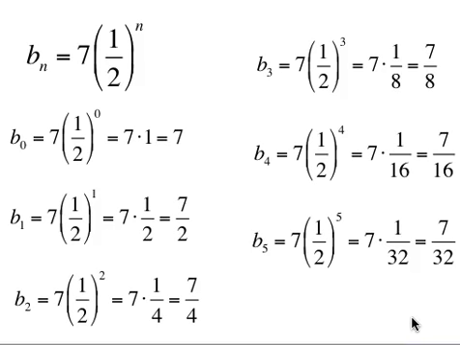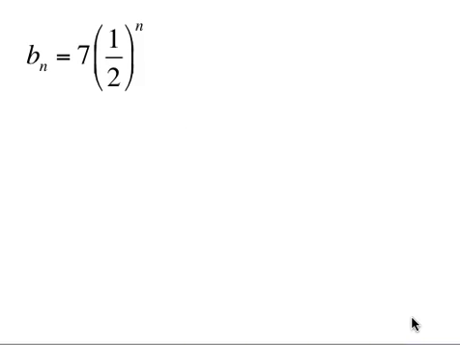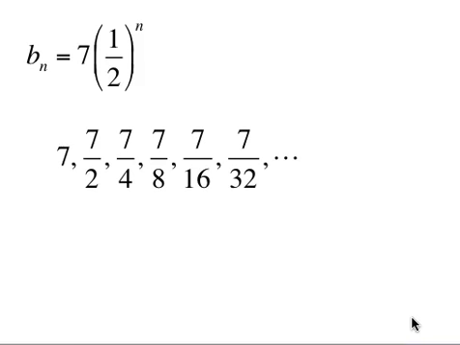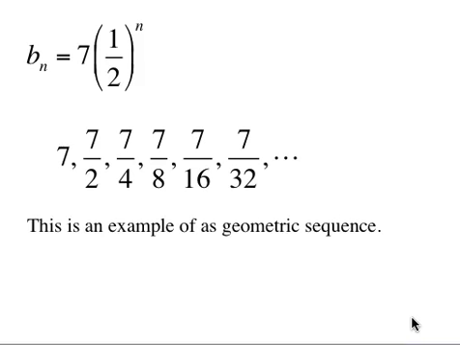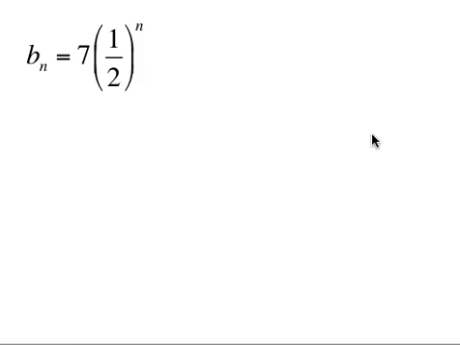This goes on forever. So for this sequence, I have a few of the elements of that sequence. It's a geometric sequence because the ratio between any two consecutive elements of this sequence is constant. It's always a half. To get from 7 to 7 halves, you multiply it by a half. 7 halves to 7 fourths, multiply by a half. 7 fourths to 7 eighths, multiply by a half. If there is a common ratio between two consecutive terms, then we have a geometric sequence.